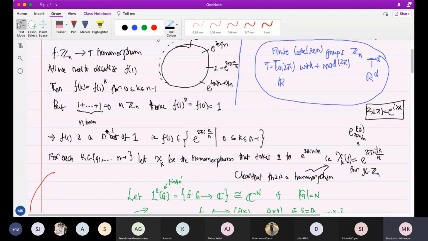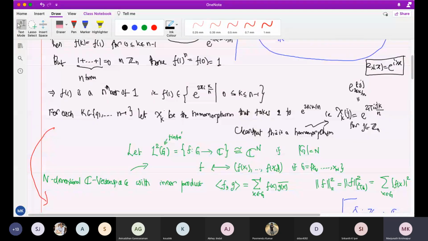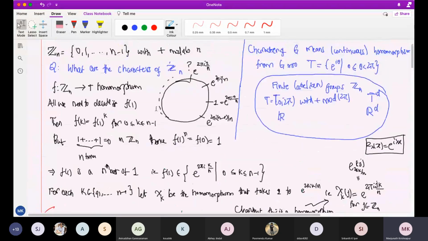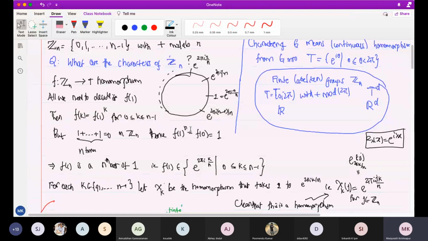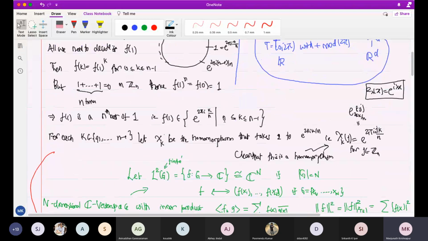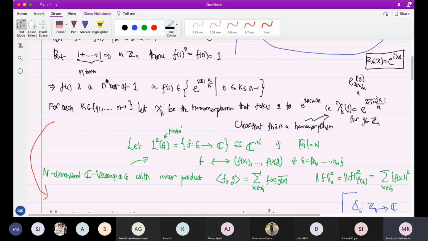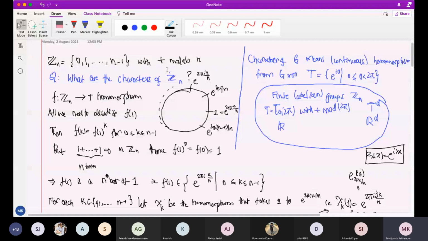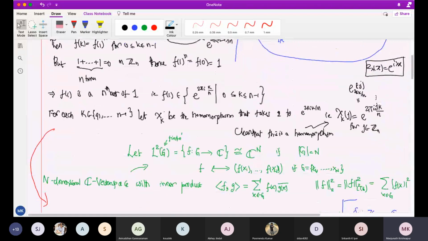These chi sub k. Chi sub k of j is e to the 2 pi i j k by n. Another way to write it: if I am writing Z_n as 0, 1, 2 up to n minus 1 with addition modulo n, then j goes to e to the 2 pi i j k over n, where k is fixed. You can fix any k between 0 and n minus 1. Then each of those k will give a homomorphism from Z_n into the circle group.